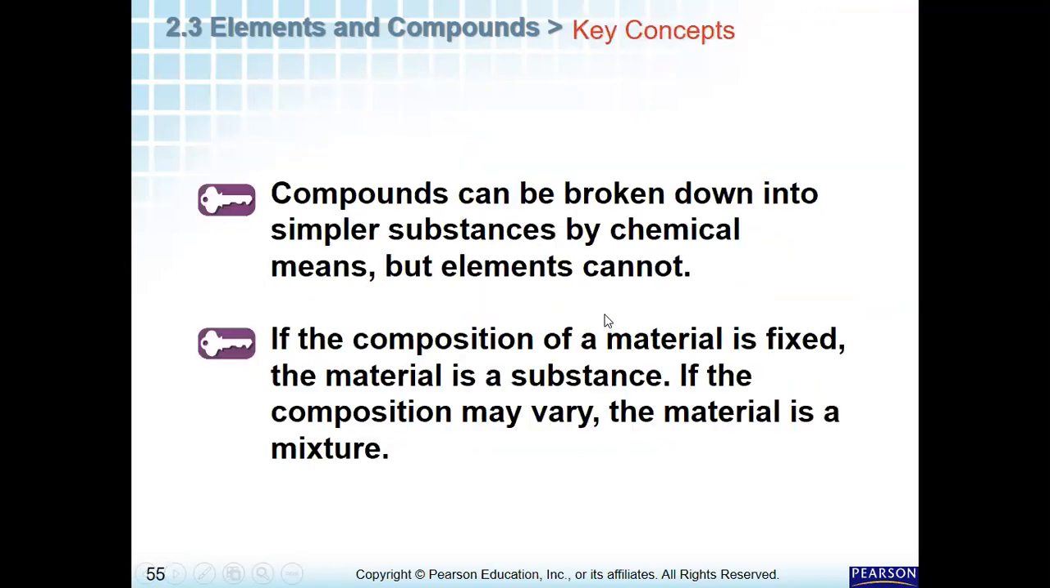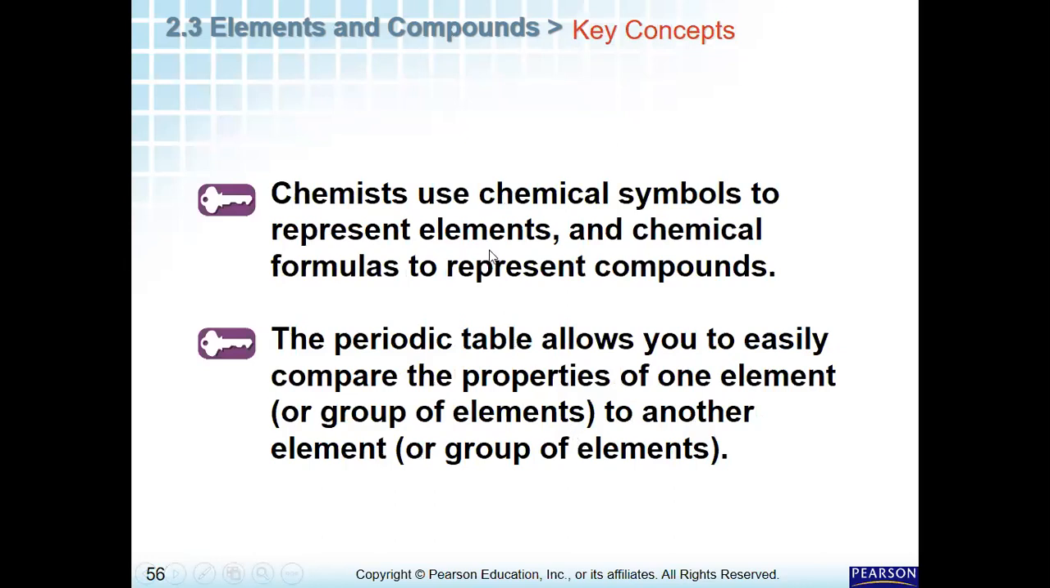We have to know some key terms. Compounds can be broken down into simpler substances, which are its own elements, by chemical changes. If the composition of the material is fixed, the material must be called a substance. If its composition may vary, it will be a mixture. Chemists use chemical symbols to represent elements and chemical formulas to represent the compounds. And the periodic table allows you to easily compare the properties of one element or group of elements with another element or group of elements.